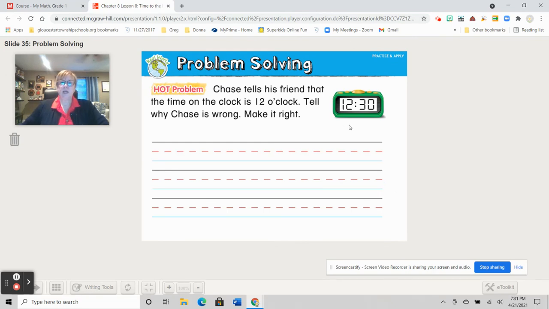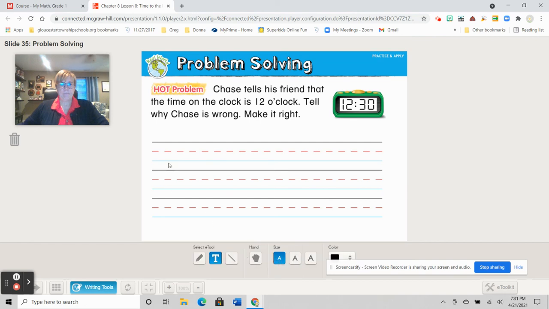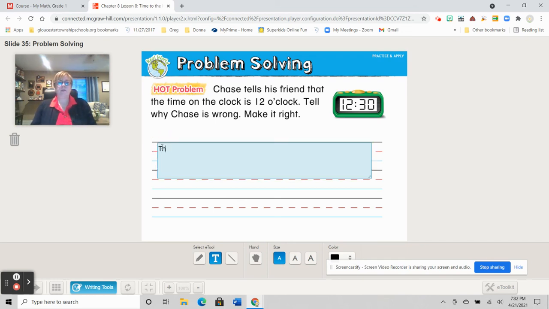Okay, here's the clock. Chase tells his friend that the time on the clock is 12 o'clock. Tell why Chase is wrong. Well, what time does it say? Right? The time on the clock is 12:30. Or half past 12, we'll just say 12:30.